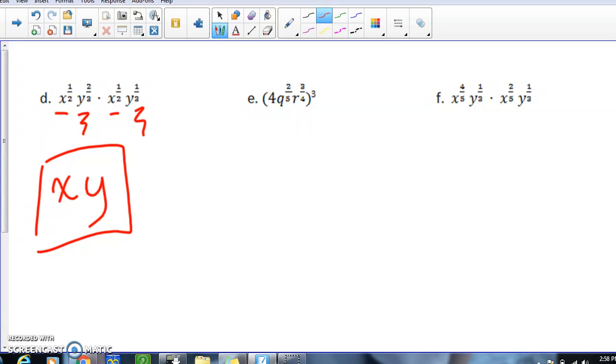Okay, similar with E. E, though, is now switched to a power to power. So you have to raise all of those numbers and variables to the third power. Numerically, if I raise 4 to the third power, that gives me 64. With those variables, remember, I am now multiplying exponents. So q to the 2/5 raised to the third, we're multiplying 2/5 times 3, which gives me q to the 6/5. Again, if you can't do that, use your calculator. r to the 3/4 raised to the third is 3/4 times 3, which gives me r to the 9/4. And that's it.